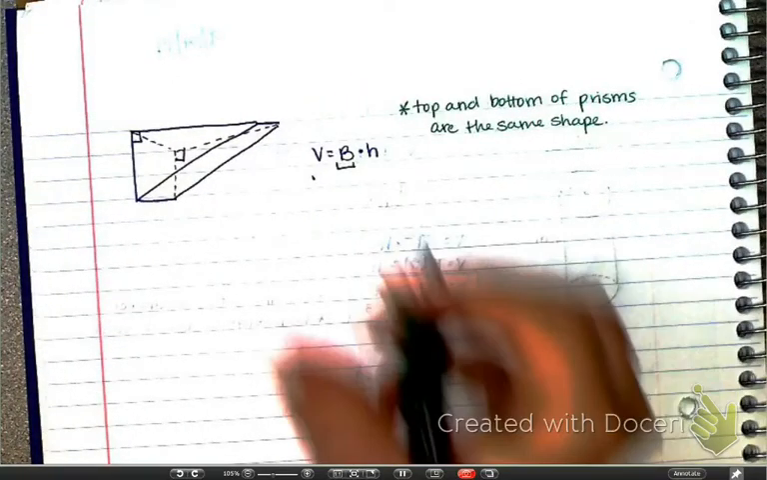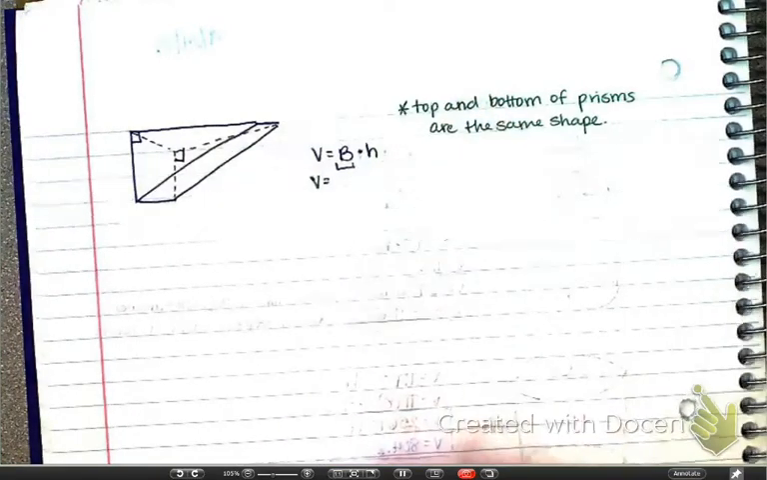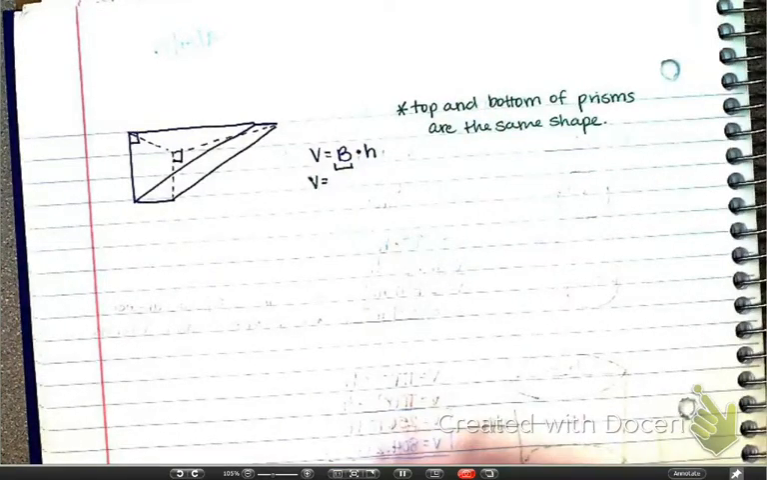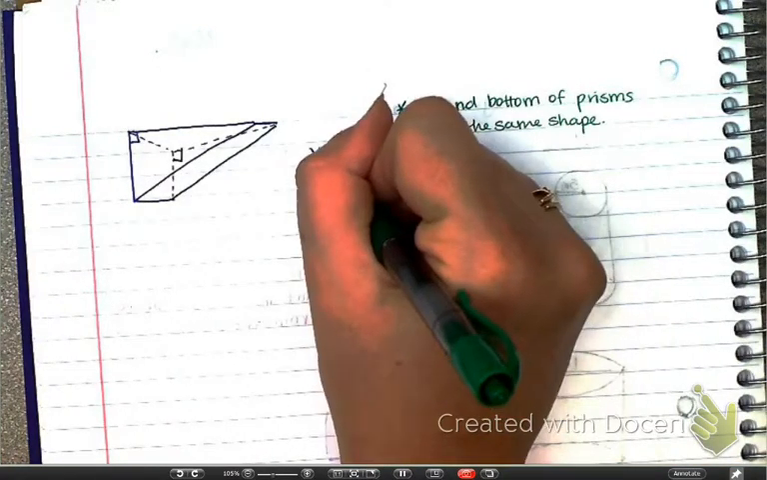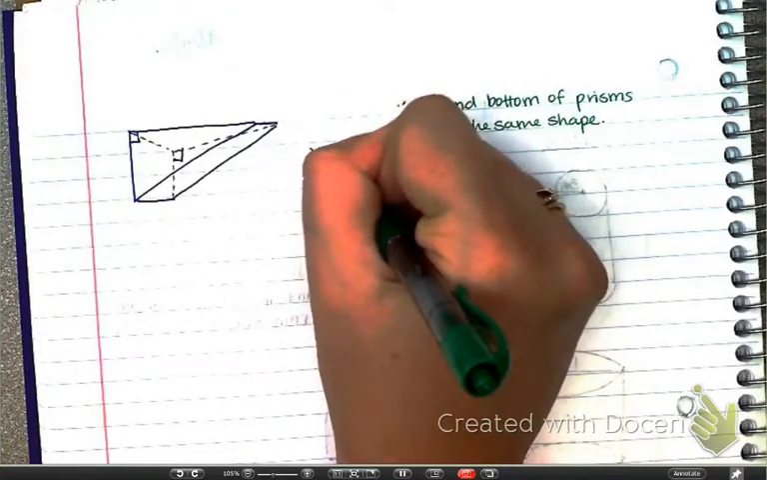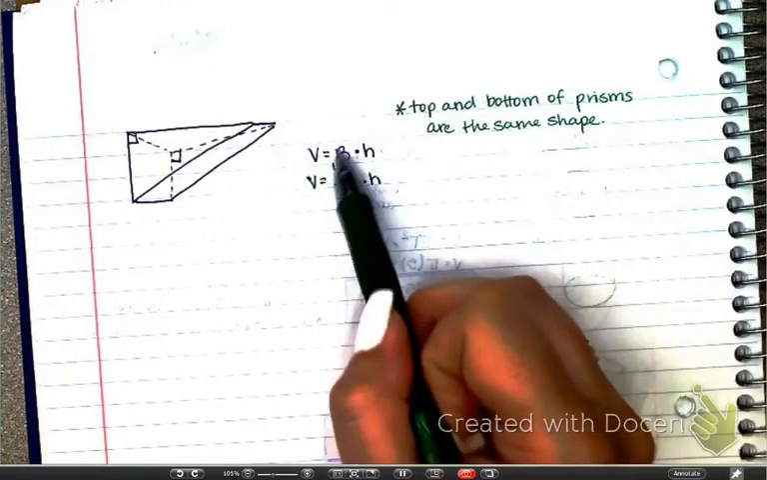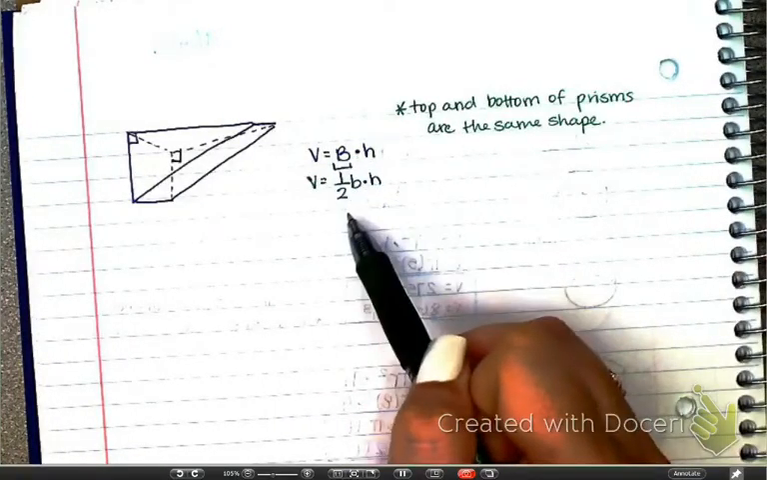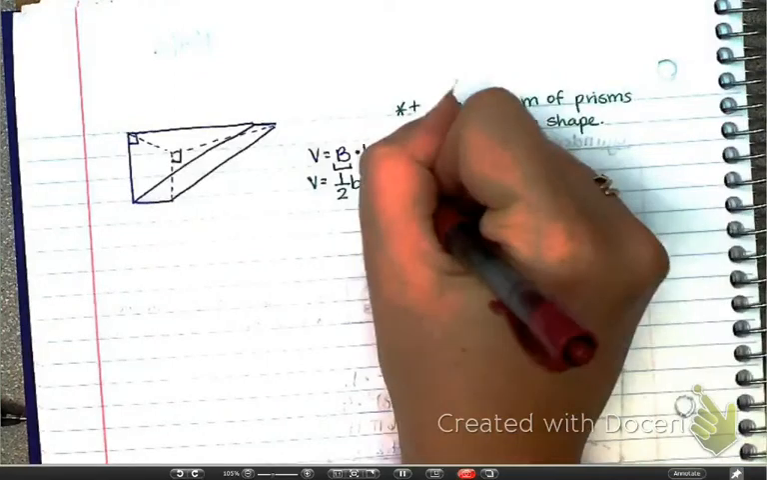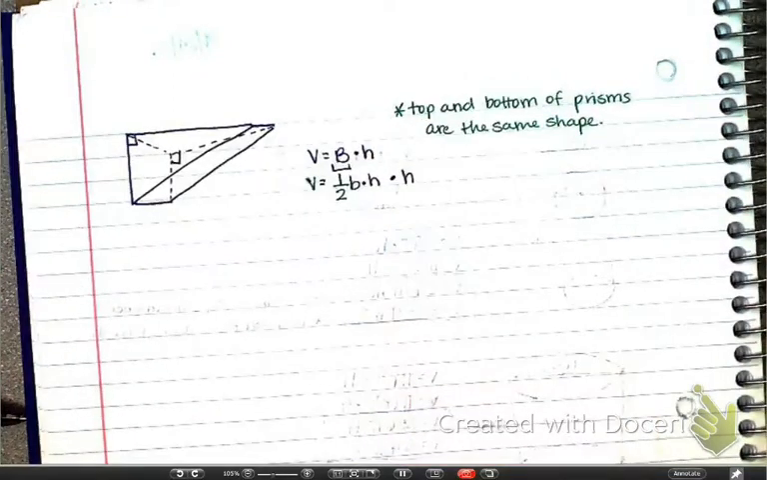What is the formula for area of a triangle? Okay, so 1/2 the base times the height, or base times height divided by 2. So I'm replacing B with 1/2 the base times the height, and I still have the height of the whole thing.